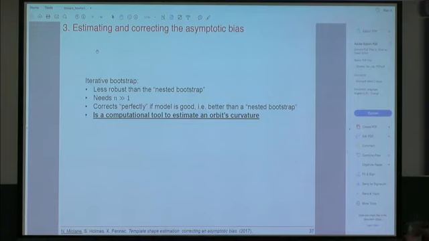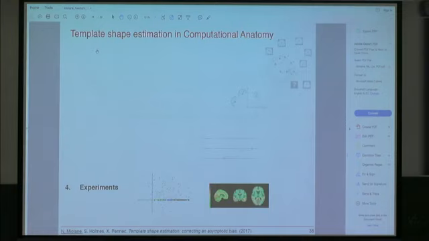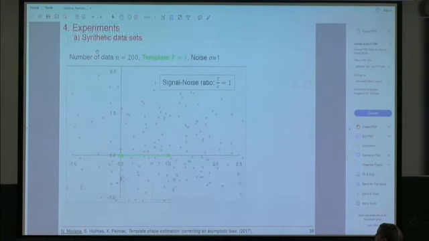For those who know about the bootstrap, there is also a technique that's called a nested bootstrap that's also iterative, and ours is slightly different and less robust. We need a high number of observations in order for it to converge, and we also need to generate a very high number of observations every time we do the bootstrap. But it corrects perfectly if the generative model is good, and as I said, it's a computational tool to estimate an orbit's curvature. So now I'm going to show some experiments, simulated and real case experiments.